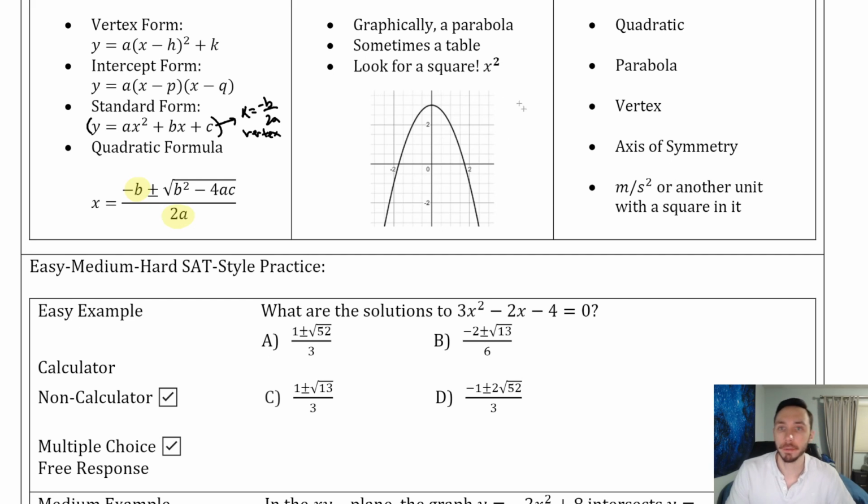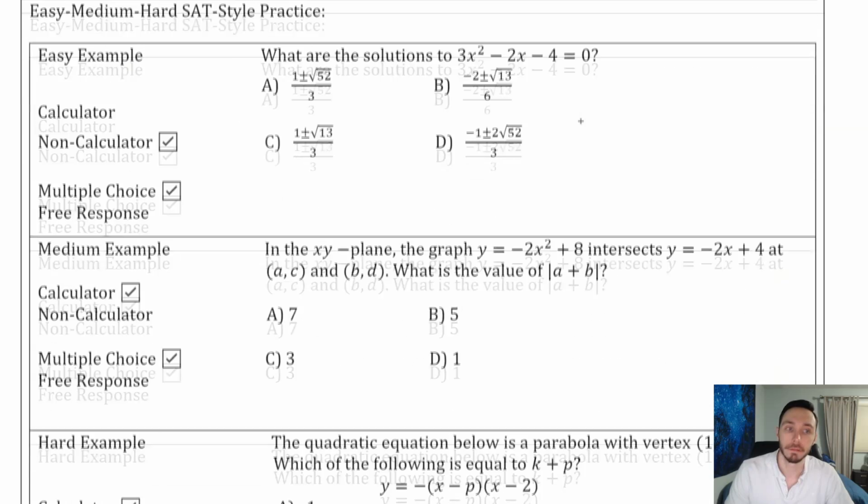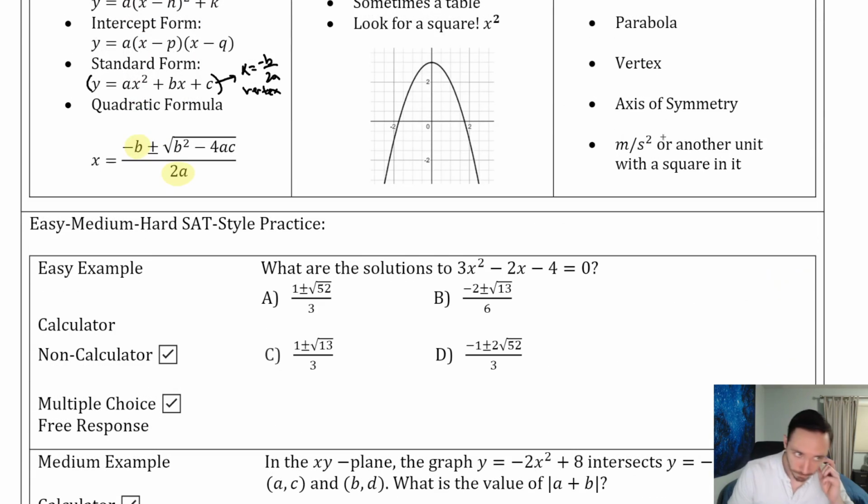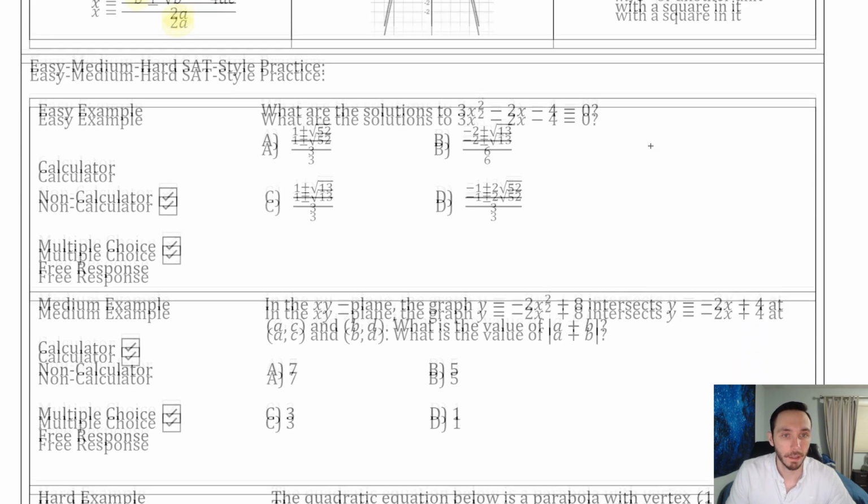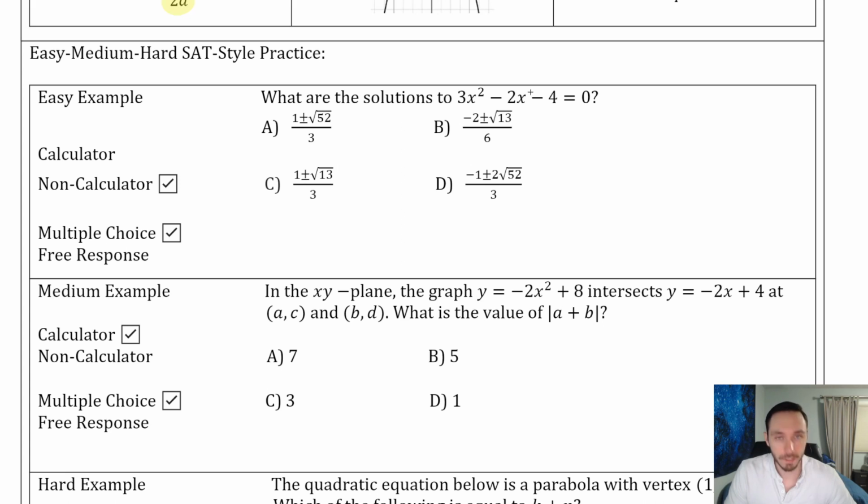All right, so it's a parabola visually. And some words you should know: quadratic, parabola, vertex, axis of symmetry, so that's just when you're symmetric. So here the axis of symmetry would be 0. And be able to identify quadratic units. So sometimes you'll see a projectile motion problem, and you might see meters per second squared or something like that. Okay, so what are the solutions to the following quadratic?